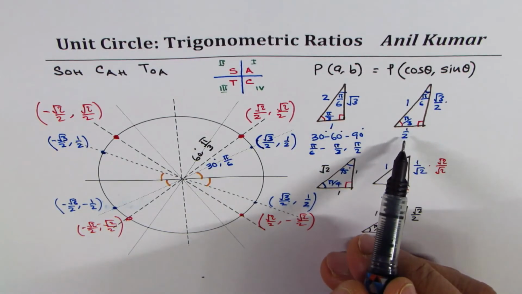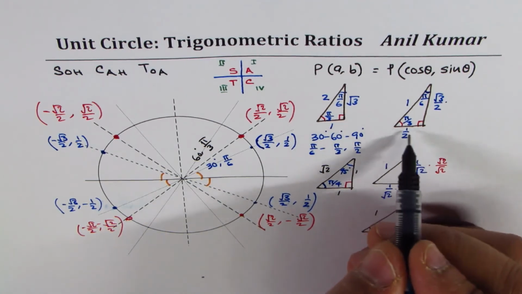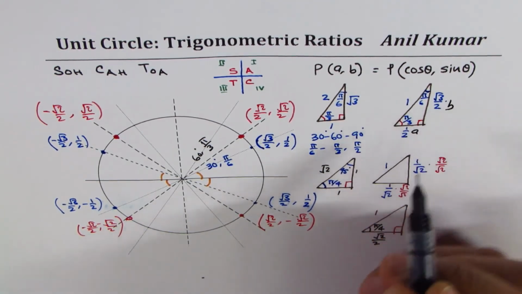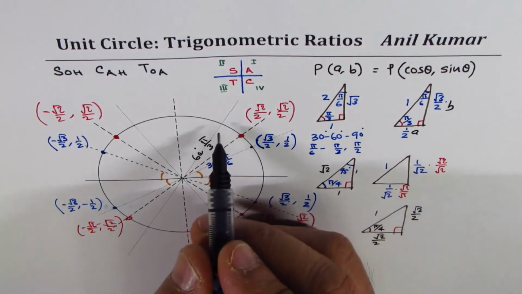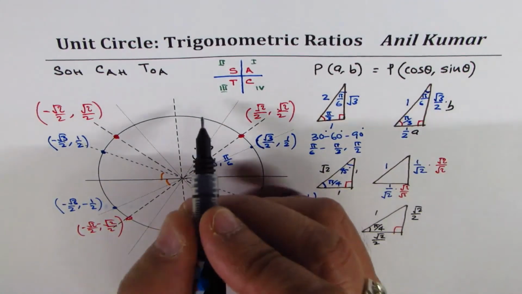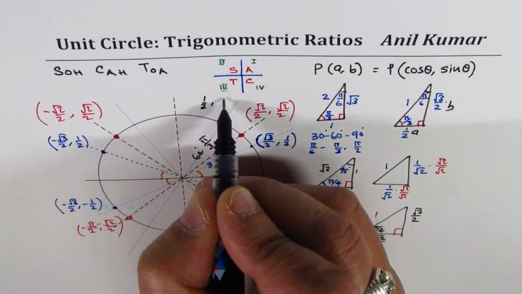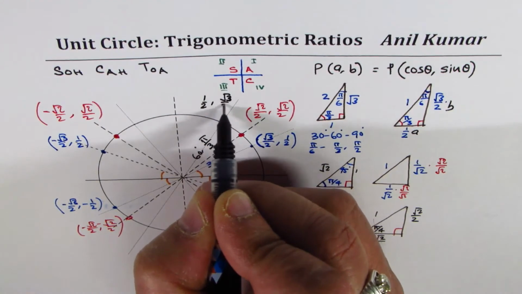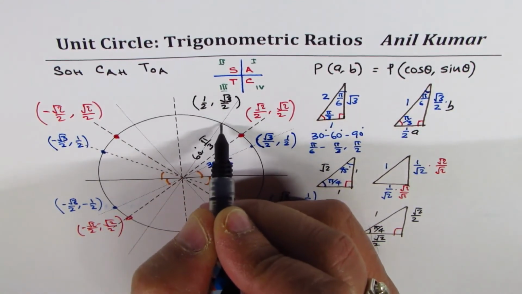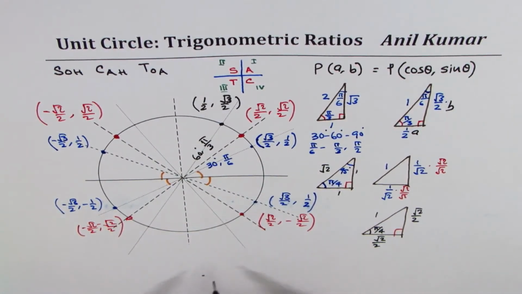Cos value, adjacent side is now this one, right? This is A and this is B for us. So we could write this value as half and square root 3 over 2. Do you get it? So this is corresponding to that point.